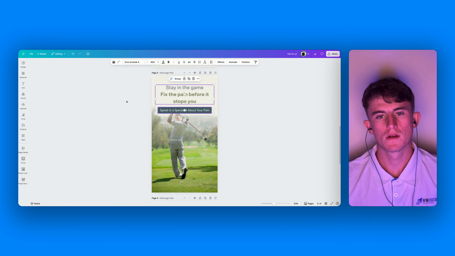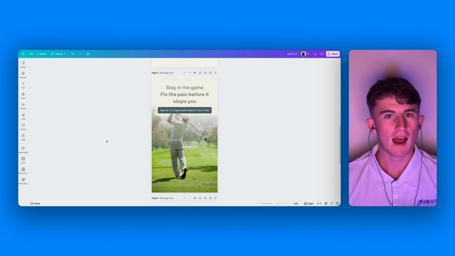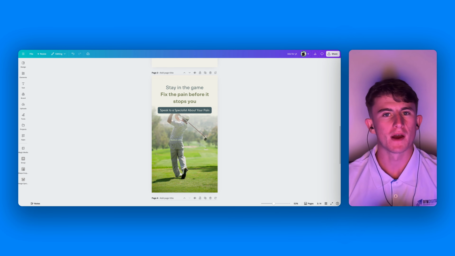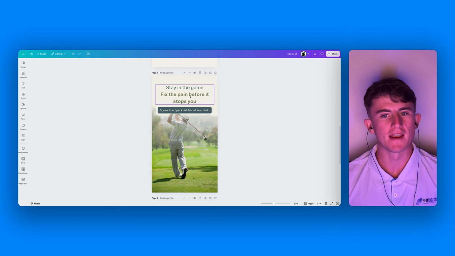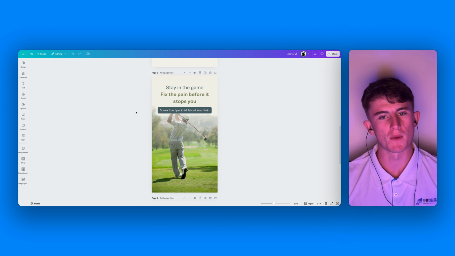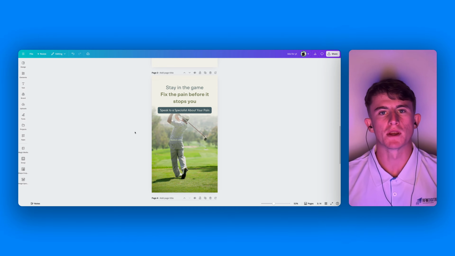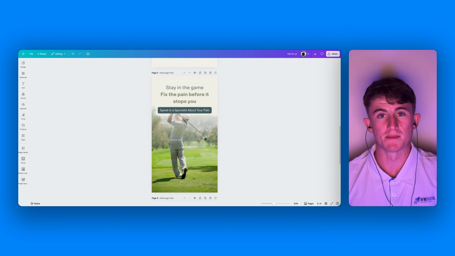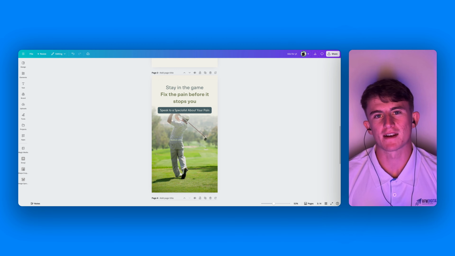And finally, the last one I'll show you here is an ad targeting active older men that want to stay playing golf, want to stay playing tennis. And the headline is "Stay in the game, fix the pain before it stops you. Speak to a specialist." This ad is working very well for us at the moment, actually. Something like this works really well because people, as they're getting older, want to stay active. They want to stay doing what they love. So having a simple ad that showcases this and showcases that you can solve these issues is the exact idea.